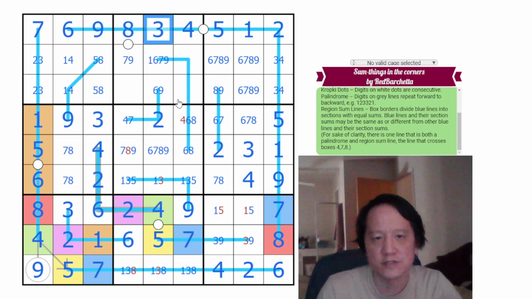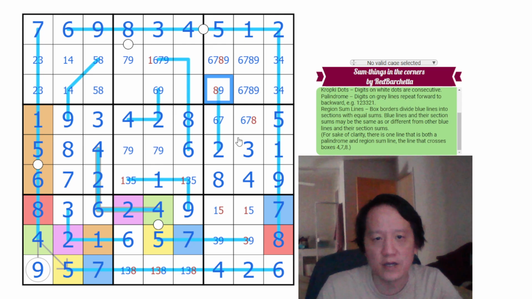Therefore, this is 8. This is 3. This is 1. This has to be 4 because there's no other place for 4. So this becomes a 6, 8 pair. So no 6 or 8. This is 7, 9. So this has to be 8. This is 7. This is 6. This is 8.